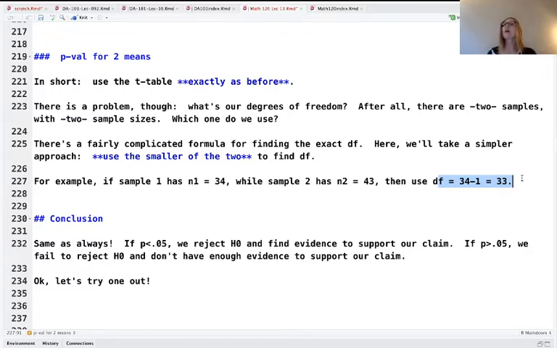If you're using software to do these tests, there's an even better, exact degrees of freedom, but it's kind of difficult to compute by hand, and I just don't want to worry about forcing you guys to do that. It's not terribly important.